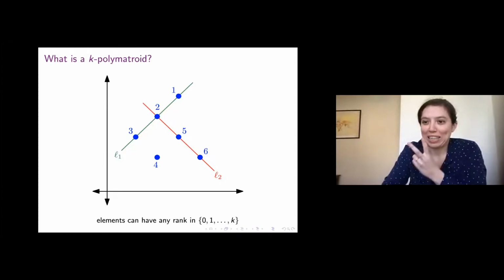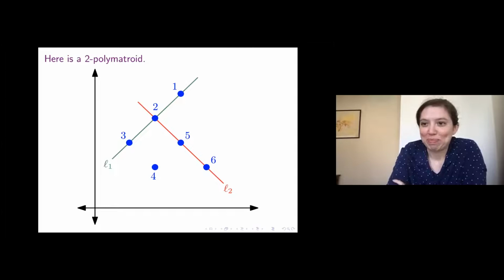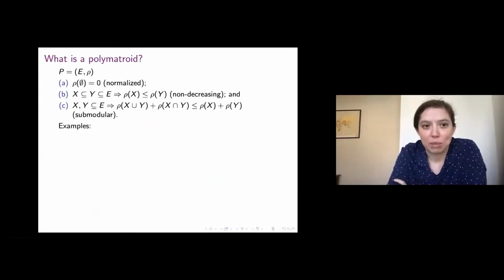James Oxley says peace. Yeah, it's a 2 polymatroid. So drawing a 3 polymatroid on a plane, I've seen people do it really nicely, but I didn't attempt it.